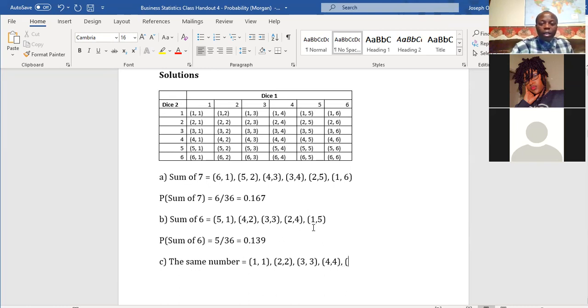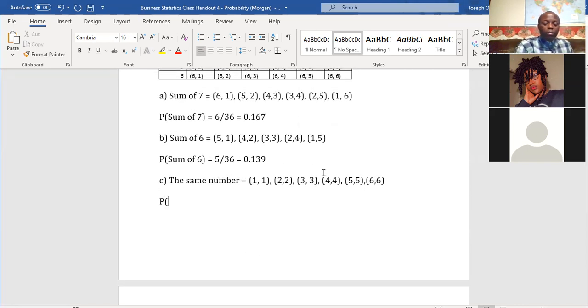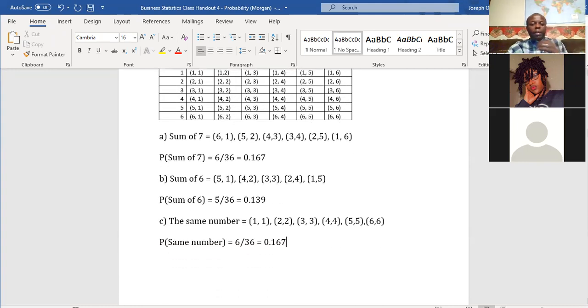We have 5, 5. Then we have 6, 6. So we have 6 of them. So the probability of getting the same number on both dice equals 6 out of 36 possibilities. We have done 6 over 36 already, and we got 0.167. So that gives us about a 16.7% chance of getting the same number on both dice.